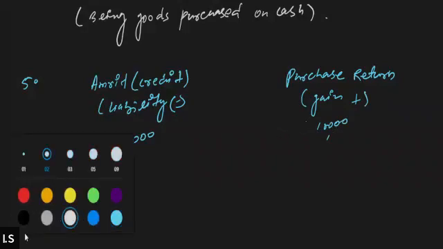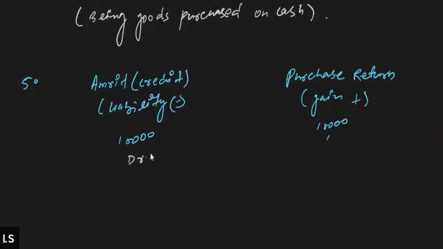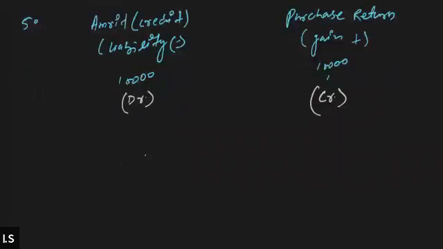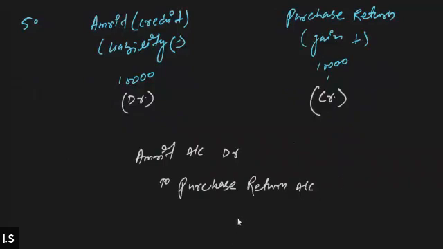So the rule regarding liability says whenever liability reduces, we should debit the liability account. On the other hand, whenever gain increases, we need to credit the gain account. Is this correct? Yes, sir. So the general entry for this purpose will be Amrit account debit to purchase return account, 10,000. Debited to Amrit and credited to purchase return. I hope this is clear to all of you.